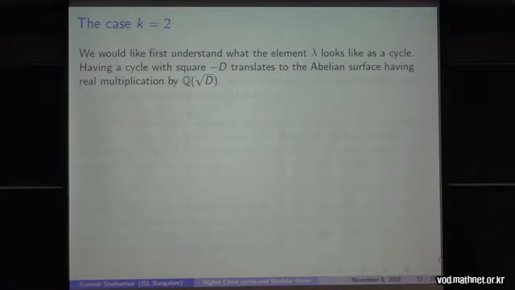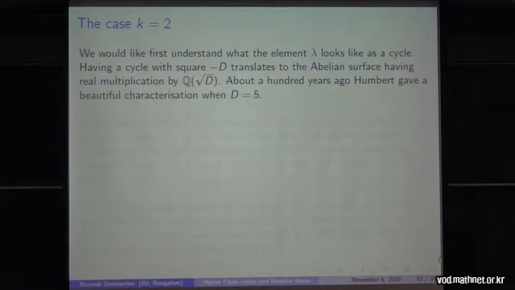Okay? So having a cycle with square minus d basically translates to the abelian surface having multiplication by Q square root of d. So this question was actually first, these are old and classical questions. About 100, maybe more than 100 years ago, Humbert gave a beautiful characterization when d is equal to 5.